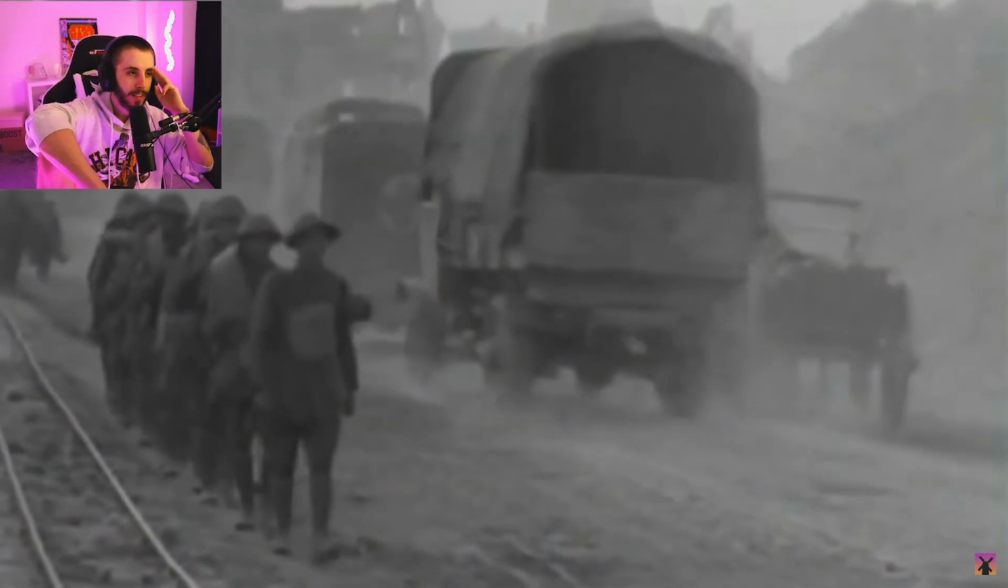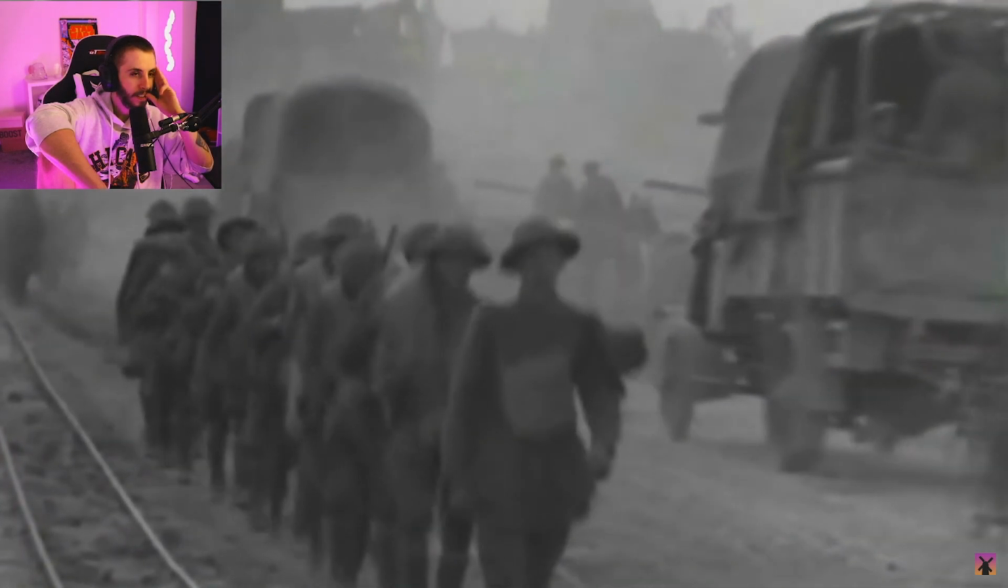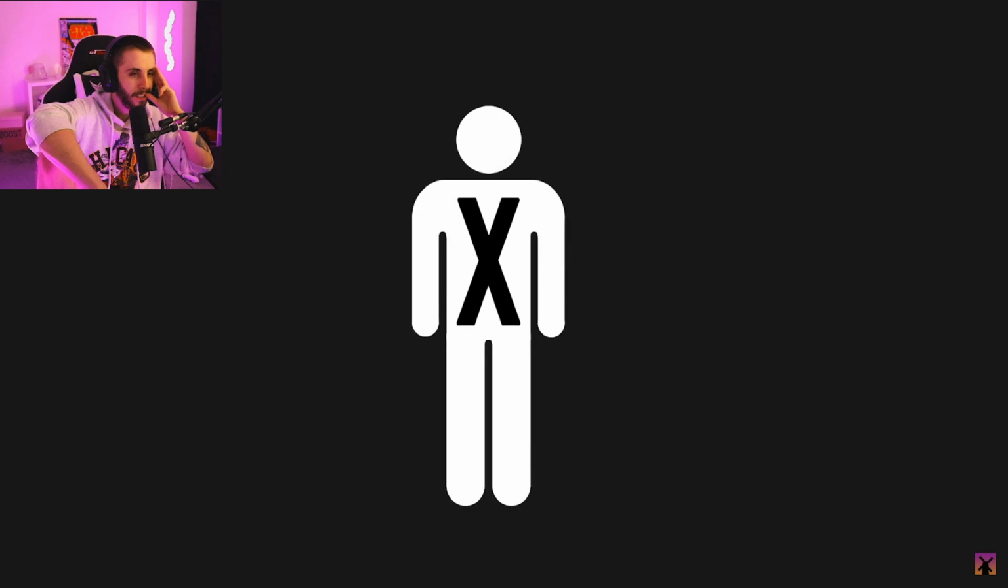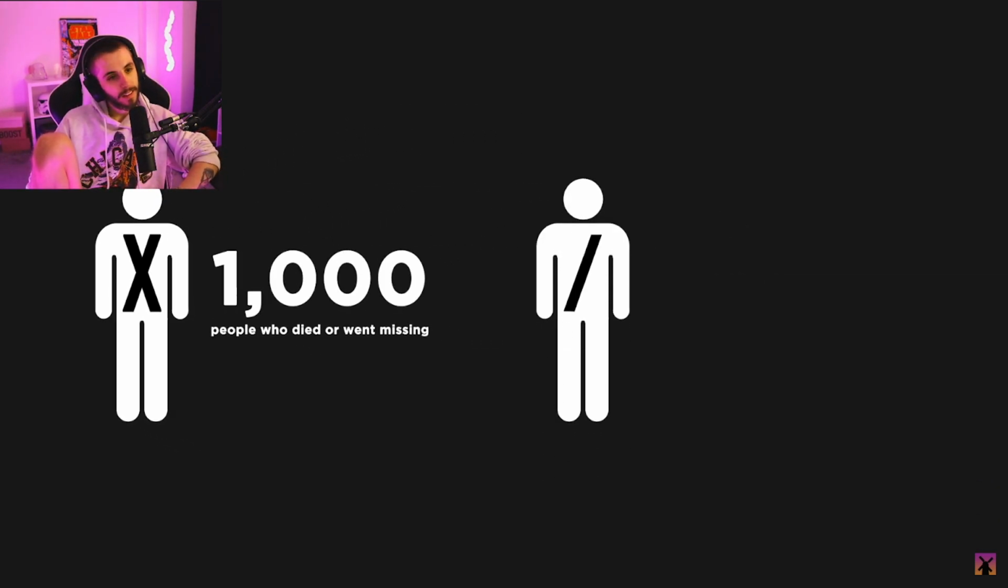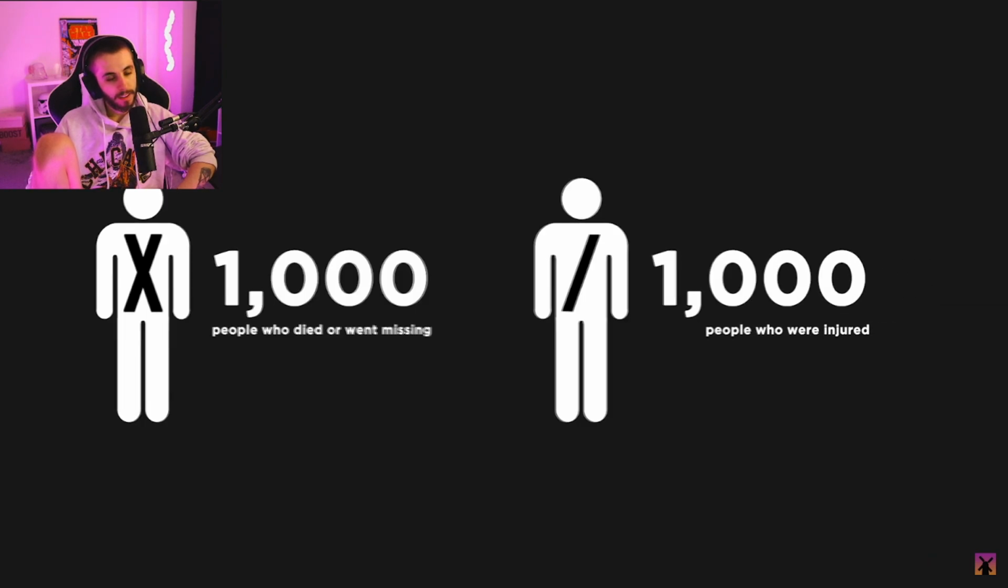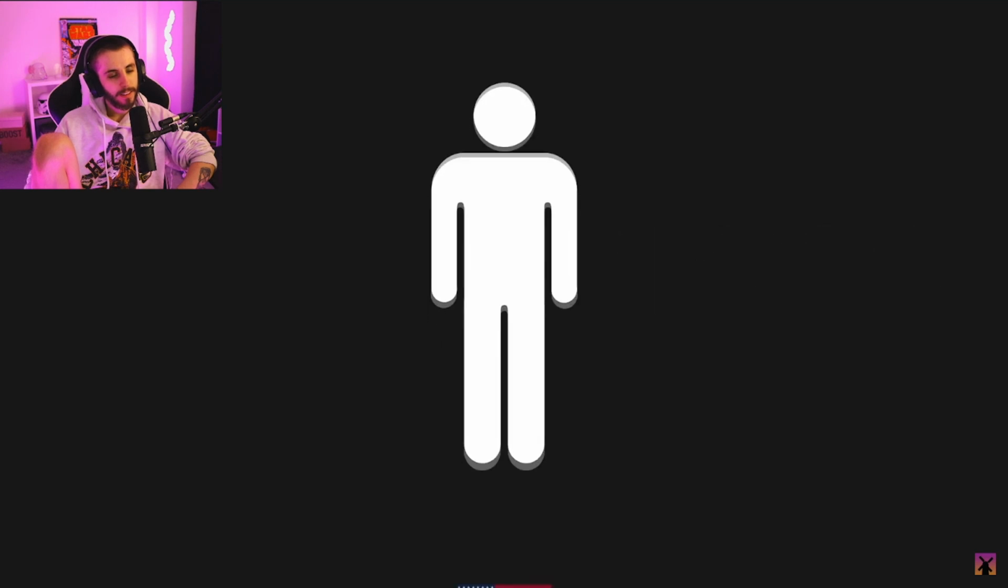A confusing statistic in war because it means that a soldier has been taken out of action, but not necessarily killed. Each of these models represents 1,000 people who died or went missing, while each of these models represents 1,000 people who were injured, which when combined equal the number of casualties. And we'll begin the counting with the United States.